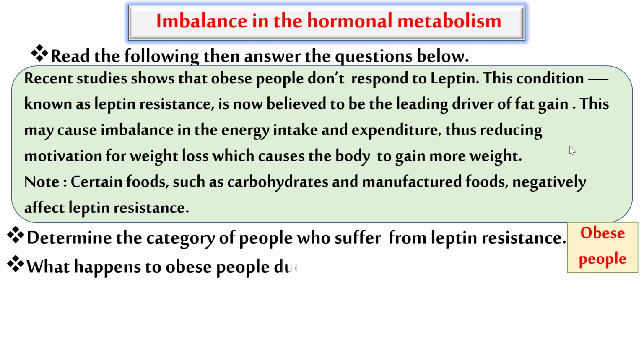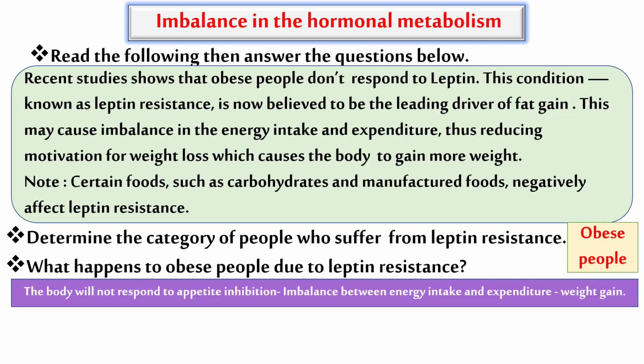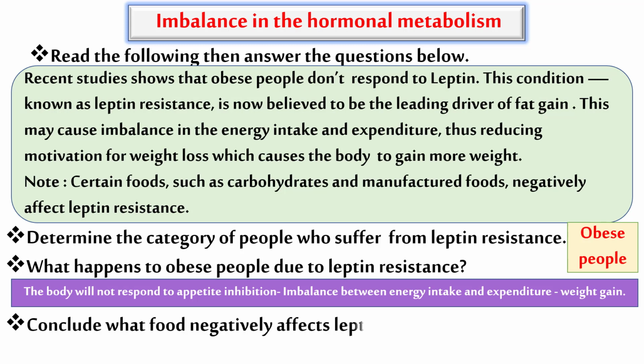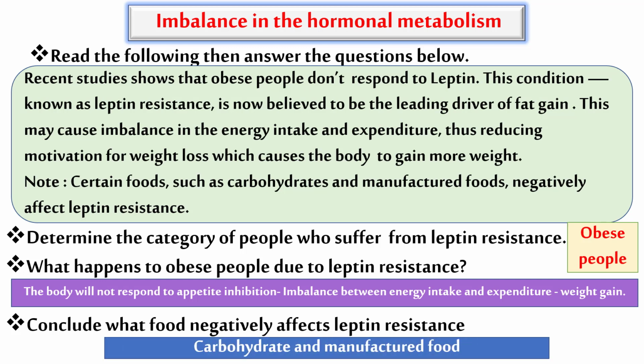What happens to obese people due to leptin resistance? The body will not respond to appetite inhibition. Since the brain does not respond to leptin, this will cause imbalance between energy intake and expenditure. This person is not able to stop eating and he is feeling hungry all the time, so this will cause weight gain. Conclude what food negatively affects leptin resistance. Carbohydrates and manufactured food.